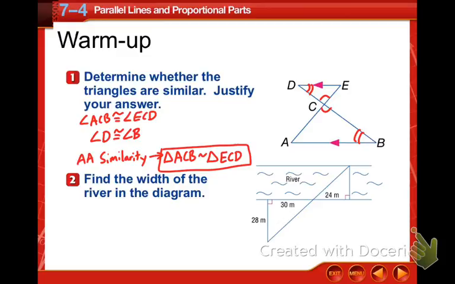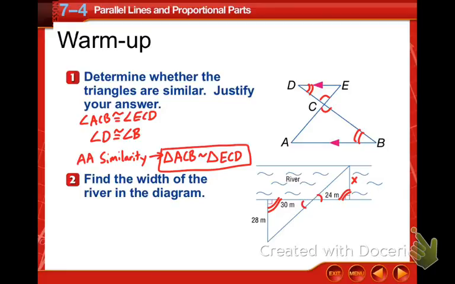Second one, we need to make sure they're similar prior to setting up our proportion, because it doesn't tell us that they are. But once again, we have vertical angles in here, and we have two right angles, one on each triangle. So that means we do have similar triangles. So we can set up a proportion, and we're going to call the side we're looking for, the distance across the river, x.